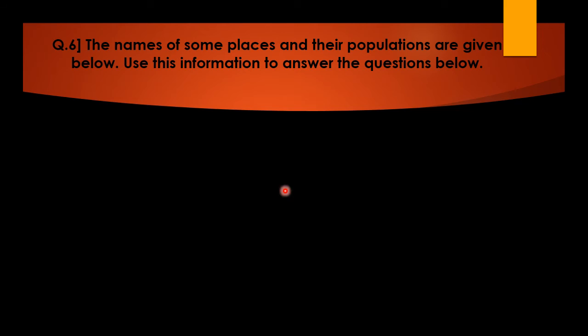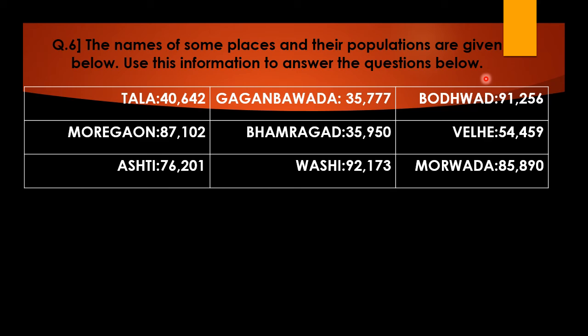Now let us solve 6th question. The names of some places and their populations are given below. Use this information to answer the questions below. Students, here they have given us the names of places and their population in tabular form. What we are going to do, we will use this information and we will answer the given questions.